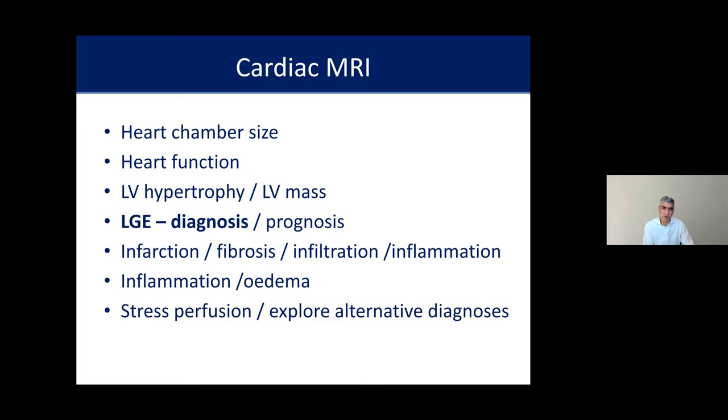But one of the other things we can also assess during the study in some patients is whether the blood supply to the heart, particularly during stress, during a chemical-induced stress, is adequate. And if you're having a stress perfusion study to explore the blood supply to the heart, then you will be asked to avoid caffeine for 24 hours, so coffee, tea, fizzy drinks, chocolate.